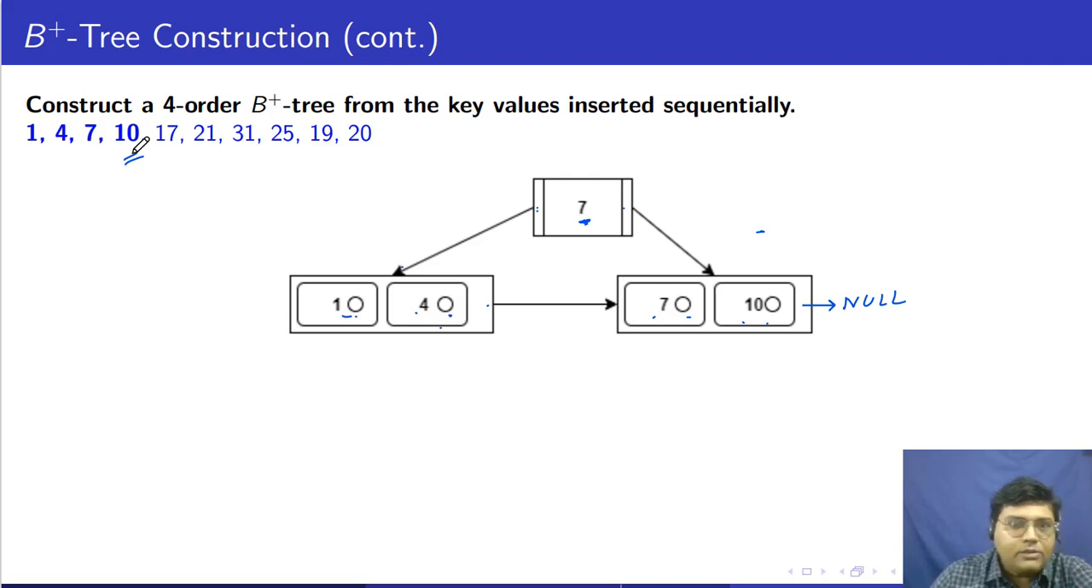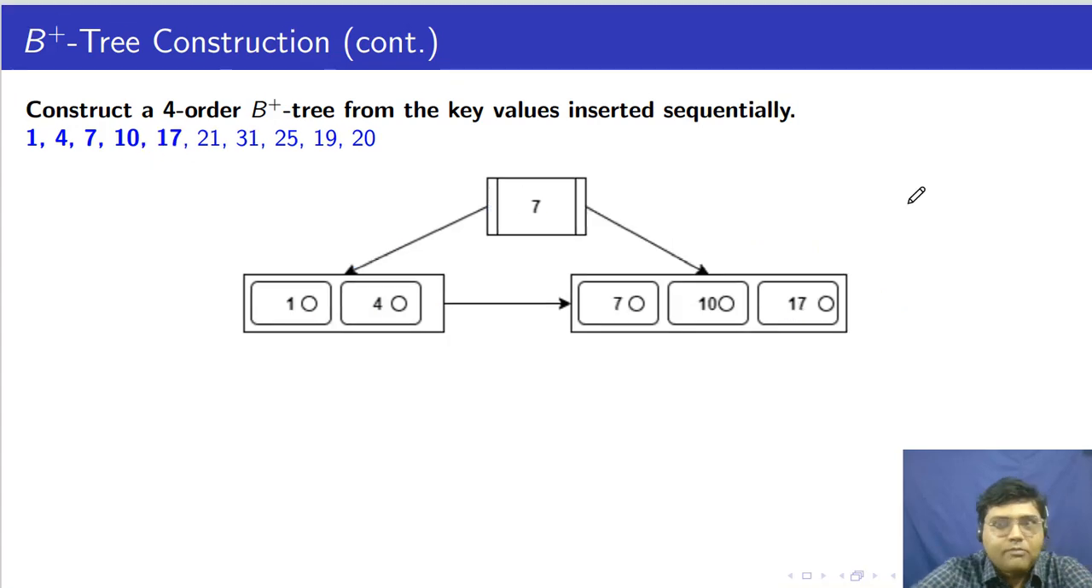Next I need to insert 17. So where will 17 be inserted? 7 is there, and 17 is greater than this. It is greater than 10. So 17 must be inserted over here, in this position. I have 2 keys and I can accommodate 3 keys, so there is no problem. 17 can be inserted here directly. So you can see this 17 got added here, right?